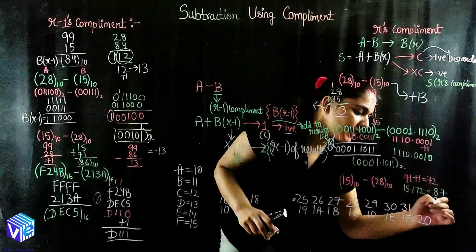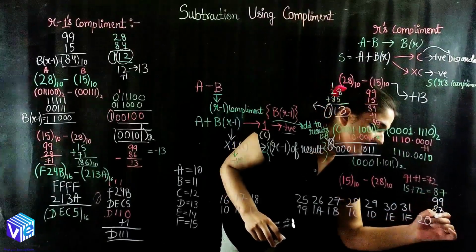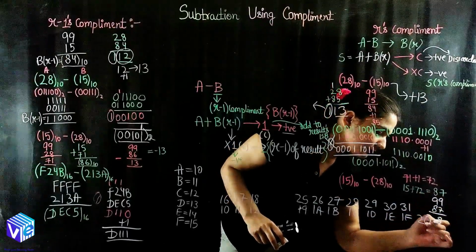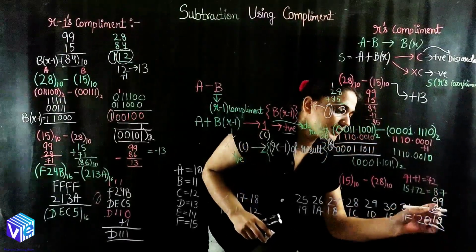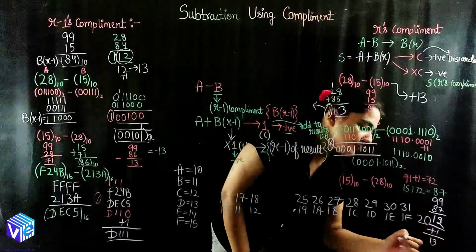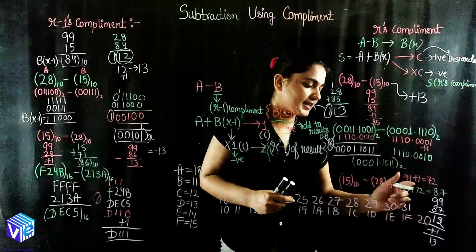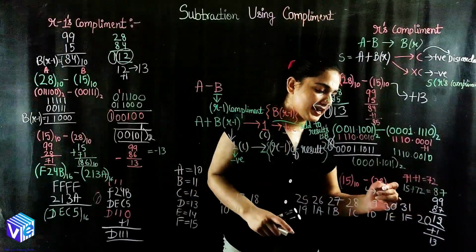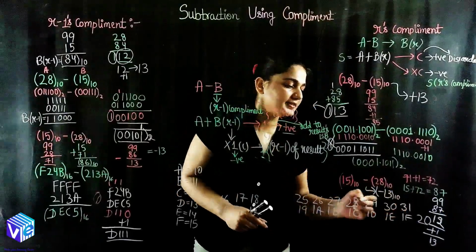So what will I be doing? I will be subtracting it from 99. So I will be having 12, and this is my r minus 1 complement of 87. So plus 1 will give me 13, which is the r's complement of 87. So it is giving me minus 13 in the decimal number system as the output.